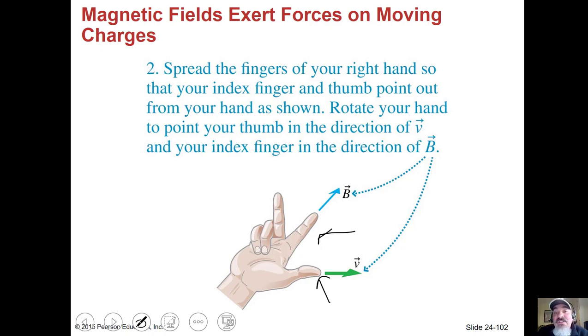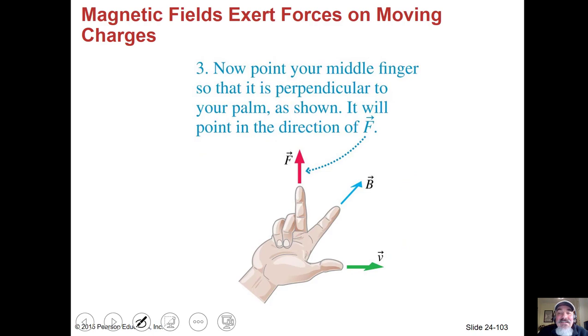If it's a negative charge, you just have to rotate it around. The force is just the opposite direction. That's the easiest way to say it. For a negative charge, your left hand actually works, but that's pretty advanced. Okay, so line up your thumb with V, your pointer finger with B, and then the rest of your fingers are the direction of the force.